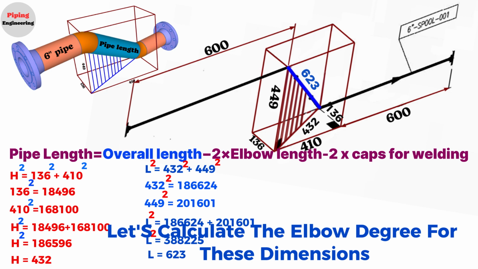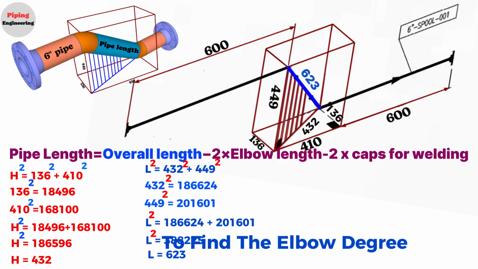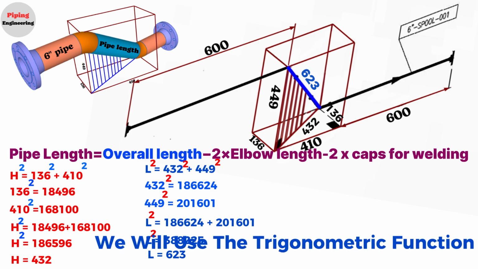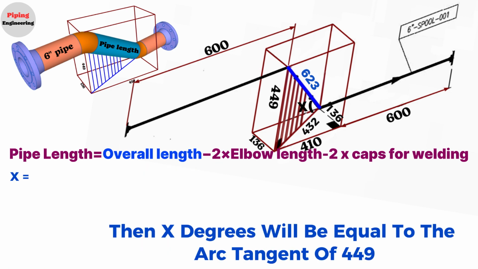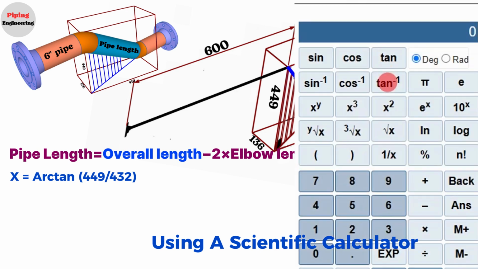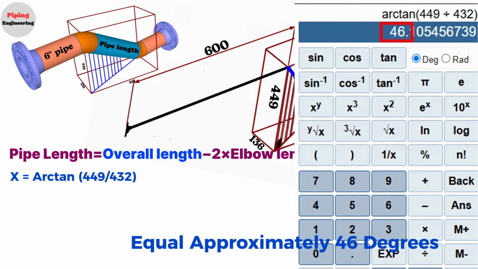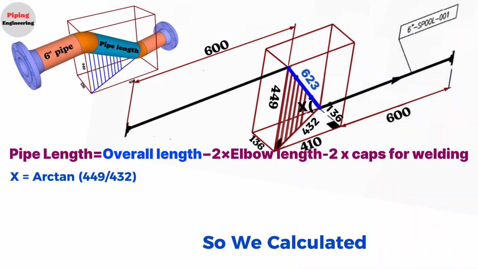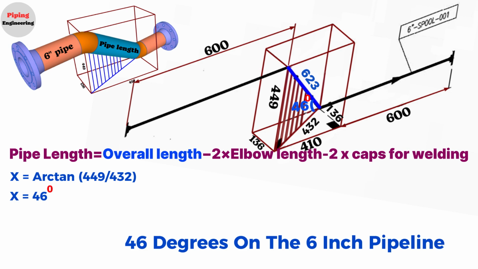Let's calculate the elbow degree for these dimensions on this pipeline. To find the elbow degree, we will use the trigonometric function. So, if we denote this angle as x, then x degrees will be equal to the arctangent of 449 divided by 432. Using a scientific calculator again, the arctangent of 449 divided by 432 will equal approximately 46 degrees. So, we calculated and found that the cutting angle of these elbows is 46 degrees on the 6-inch pipeline.